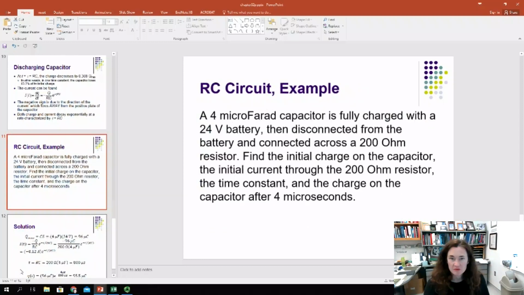Let's do an example problem for a discharging capacitor. We have a 4 microfarad capacitor fully charged with a 24 volt battery, and then we disconnect it from the battery and instead connect it across a 200 ohm resistor or external load. We're going to find the initial charge on the capacitor, the initial current through that 200 ohm resistor, the time constant, and the charge on the capacitor after 4 microseconds. So here we go.